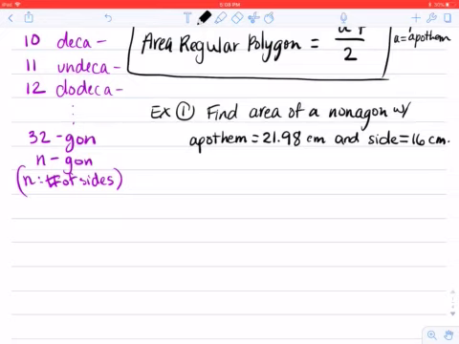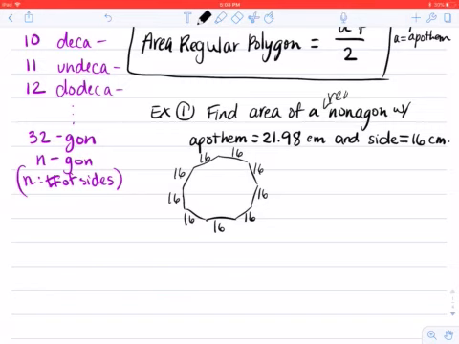Find the area of a nonagon with the apothem equal to 21.98 centimeters and the side equal to 16 centimeters. So you could draw it if you wanted to, even though it's a nonagon, it's going to be really hard. 1, 2, 3, 4, 5, 6, 7, 8, 9. Ooh, not bad. So each one of those has a side length of 16. All of them are 16, because it's a regular one, even though I didn't say that. I should have said that. My bad. Find the area of a regular nonagon.